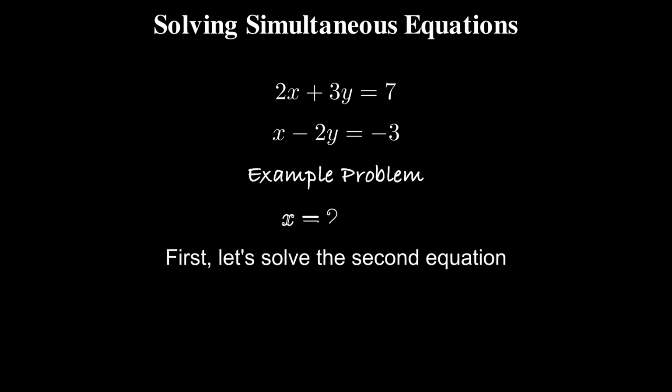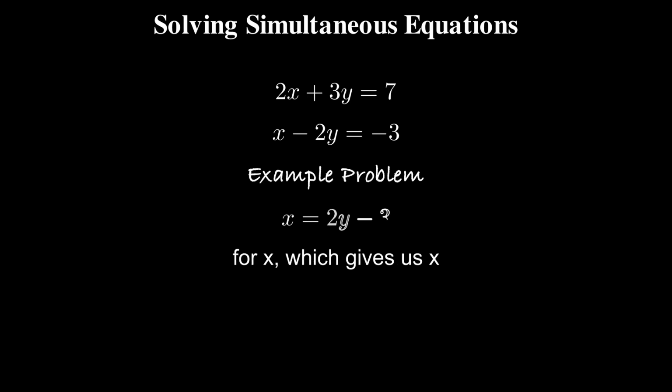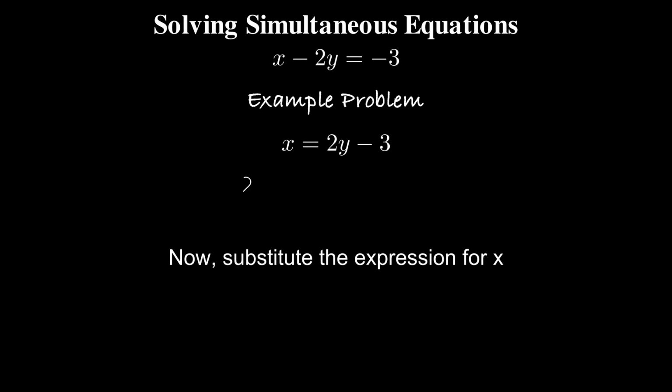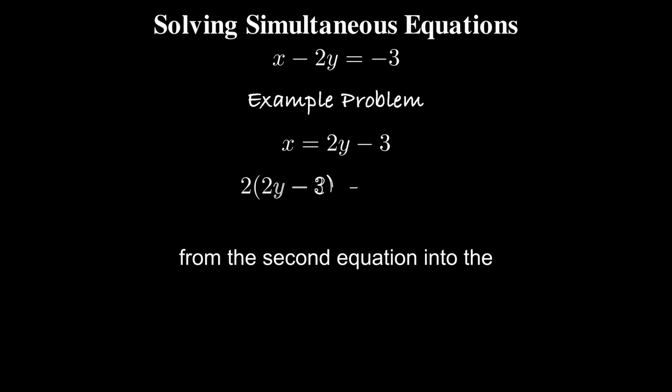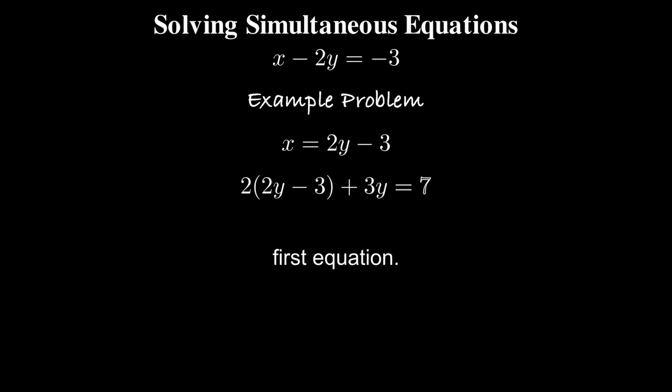First, let's solve the second equation for x, which gives us x equals 2y minus 3. Now, substitute the expression for x from the second equation into the first equation.